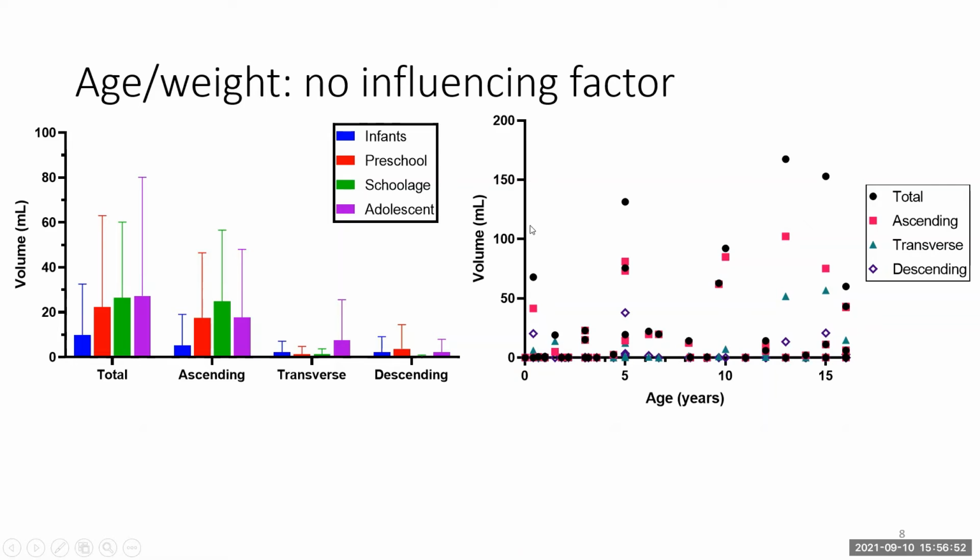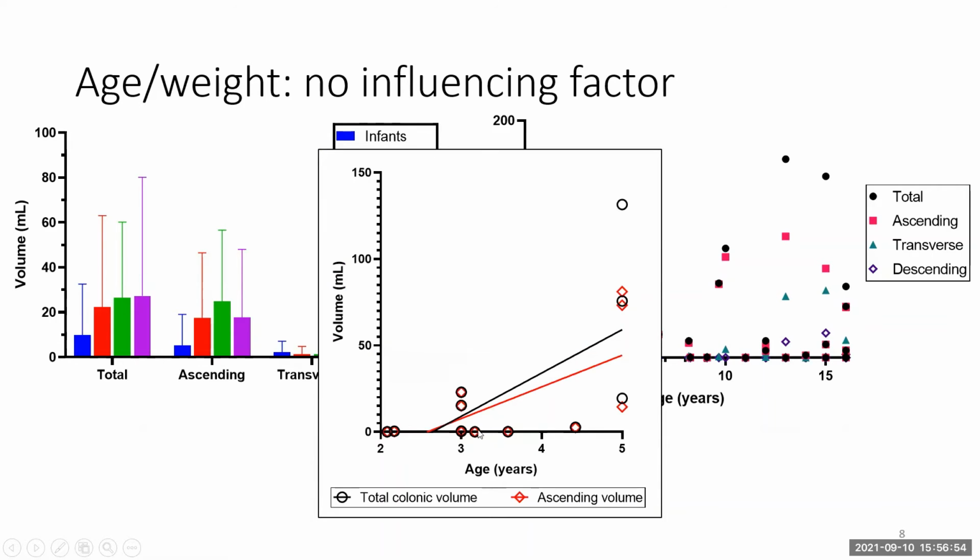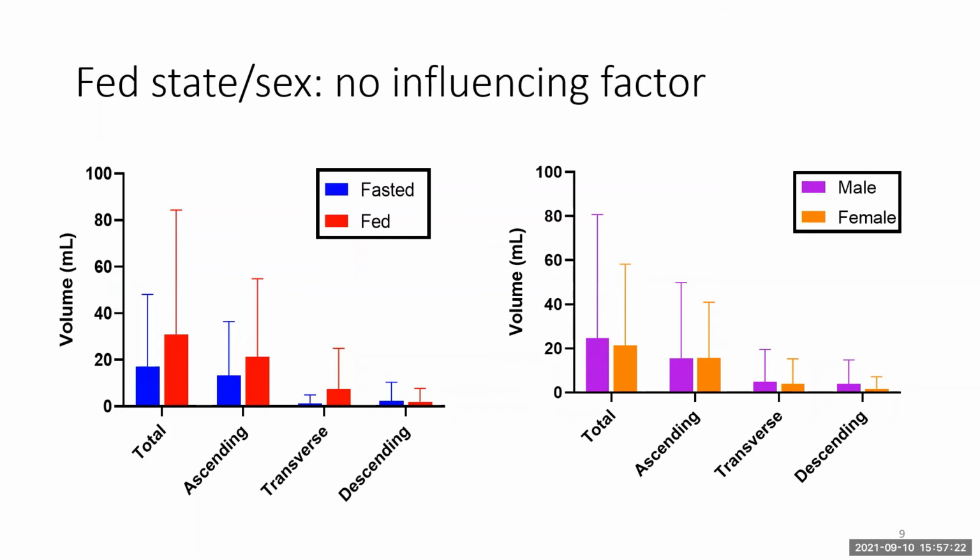Only in the preschool population, so from 2 to 5-year-olds, there was a significant trend with the total volume and the volume in the ascending colon. But if we eliminate this outlier here, then this trend is gone. So we can conclude that age is not a good parameter for predicting the amount of fluid in the colon. Maybe height or body surface area or BMI would have been a better scaler, but we don't have that data. We also didn't see any influence of fat state or of sex on the data.